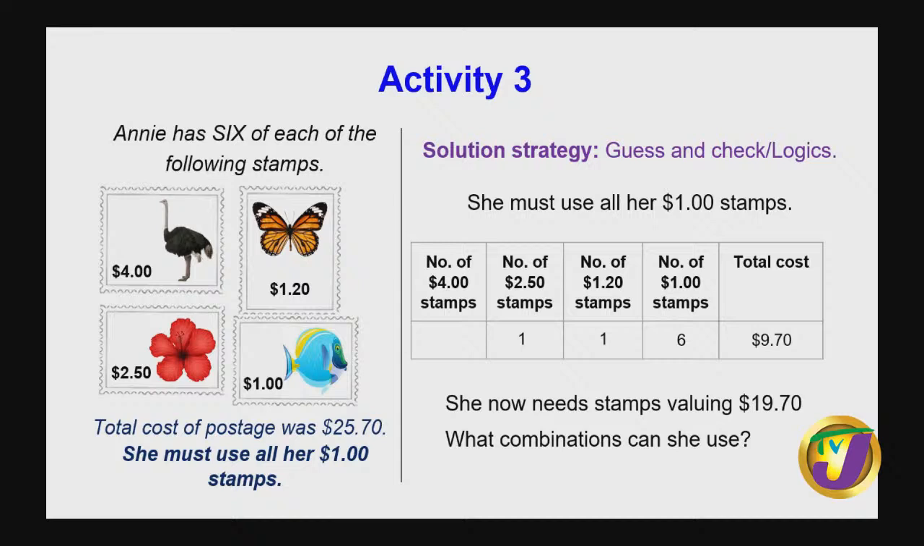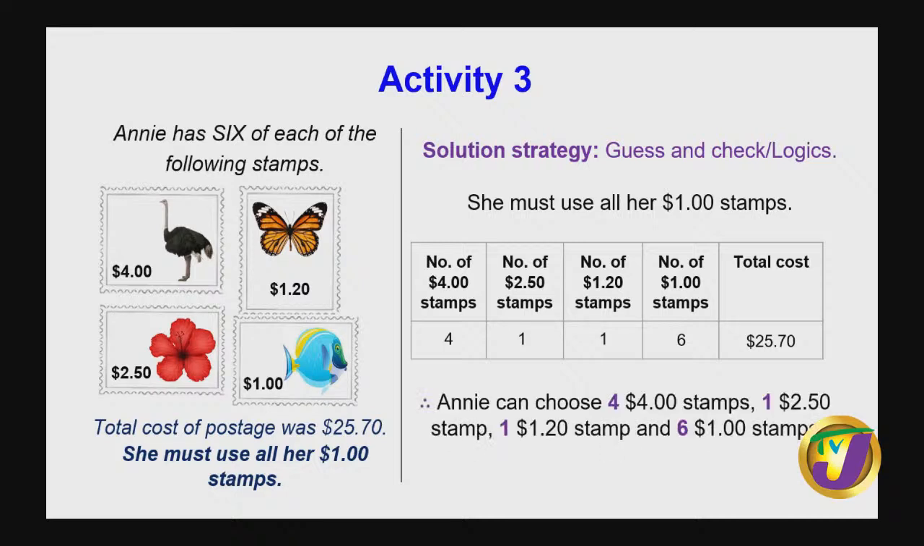Yes. So with that one $2.50 stamp, now we're at a total of $9.70. So we want $16 more to get the $25. Easy, man, 4 $4 stamps. True enough. Quick and fast. Look at that. So if Annie is going to use all of her $1 stamps, she's also going to be using one $1.20 stamp, one $2.50 stamp, and 4 $4 stamps.